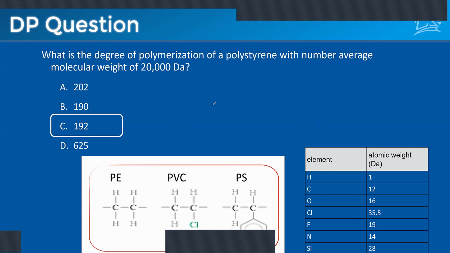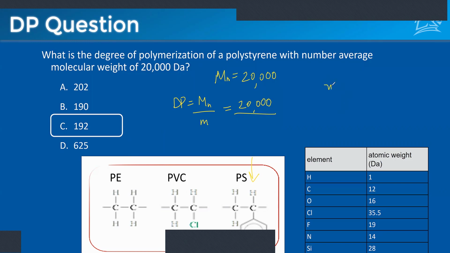Okay, so we want to figure out the degree of polymerization of polystyrene with a number average molecular weight of 20,000. So again, that's the Mn, number average molecular weight, 20,000 Daltons. Daltons is the same as grams per mole. It's the same unit. So to find the degree of polymerization, we have number average molecular weight over the monomer weight. What is the weight of the monomer for polystyrene? Well, this is polystyrene right here. It's a little hard to see with the transcriptions cutting us off at the bottom. But we've got this six carbon ring here, so we've got 6 carbons here and 2 on the backbone.